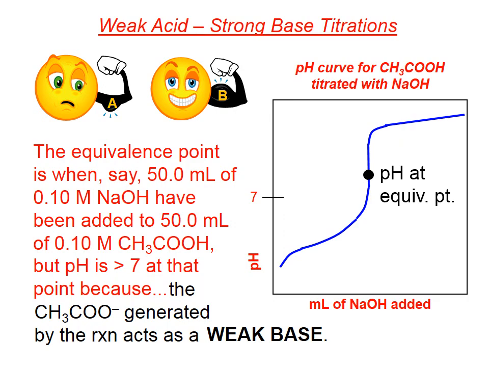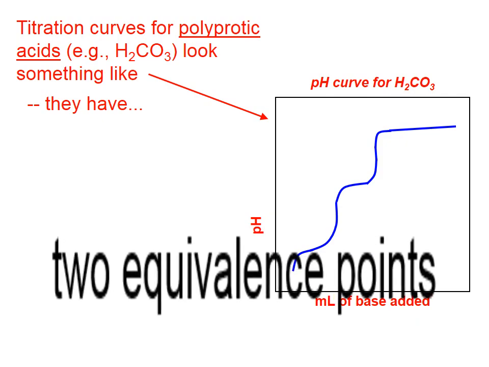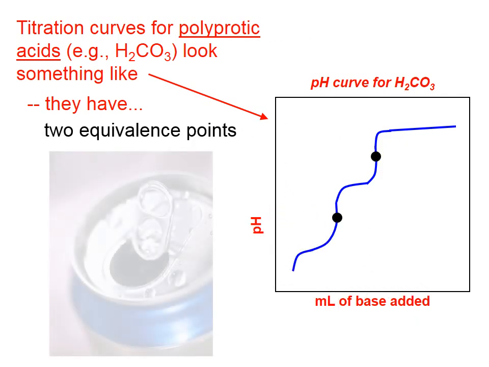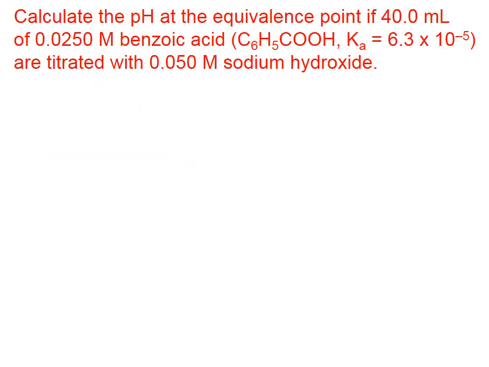Titration curves for polyprotic acids, like carbonic acid, look something like this. They have 2 equivalence points. We're not going to go into any more detail on polyprotic acids. So let's try a problem here.